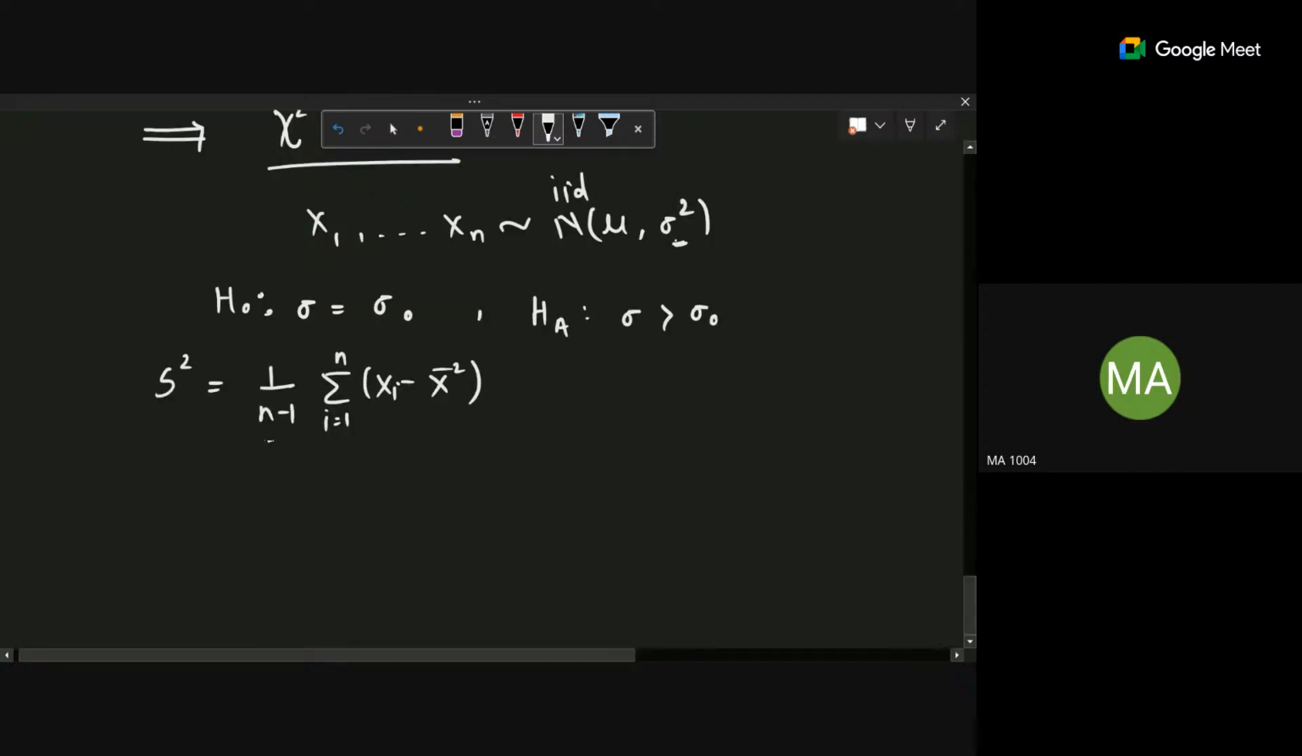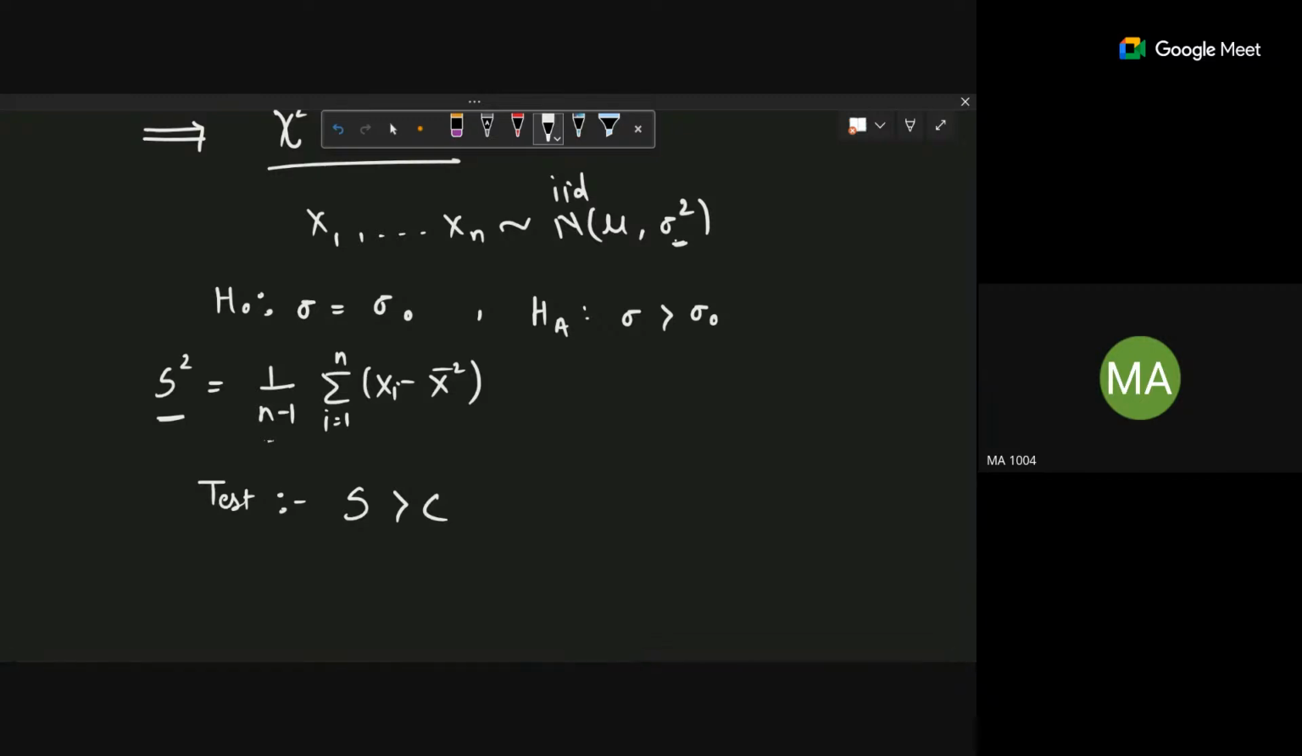So what should be our test here? Can you guess? We have to check about the variance, or let's say standard deviation, and you have something about the sample variance. S should be greater than C. Will it work? Are you getting what I am doing here? Sorry, ma'am, can you repeat once? I lost my connection. Okay. Anyone else?